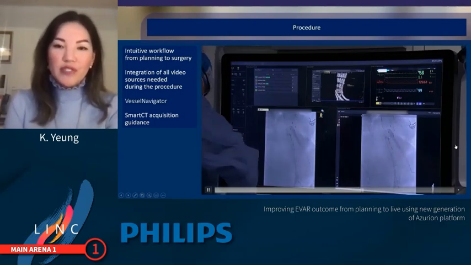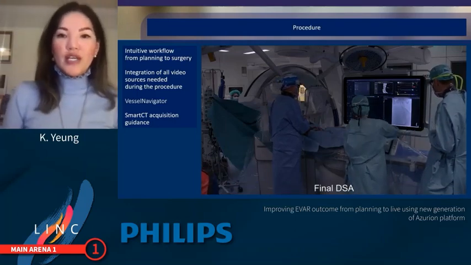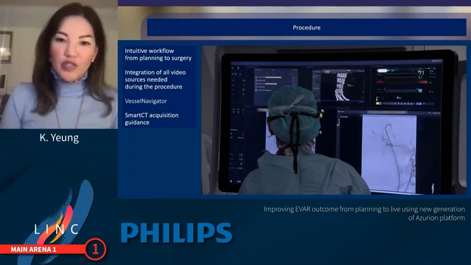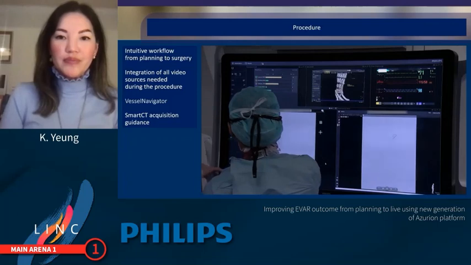After deployment of the stent graft, we performed the final DSA just to check if the realignment was fine. And we achieved good realignment, and there were no complications.